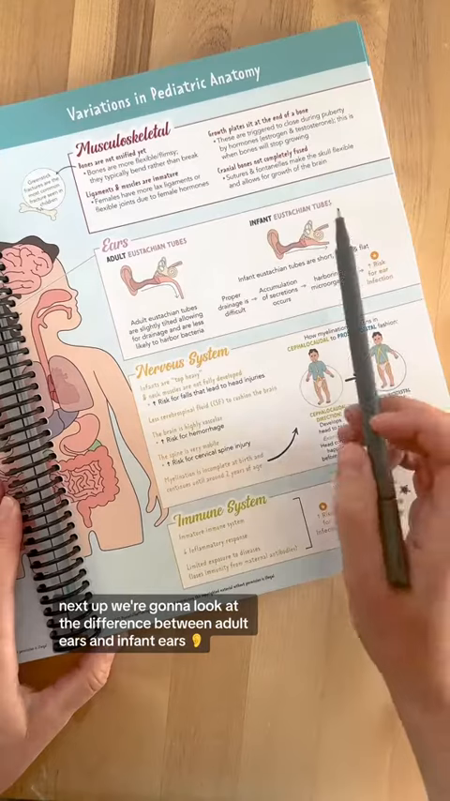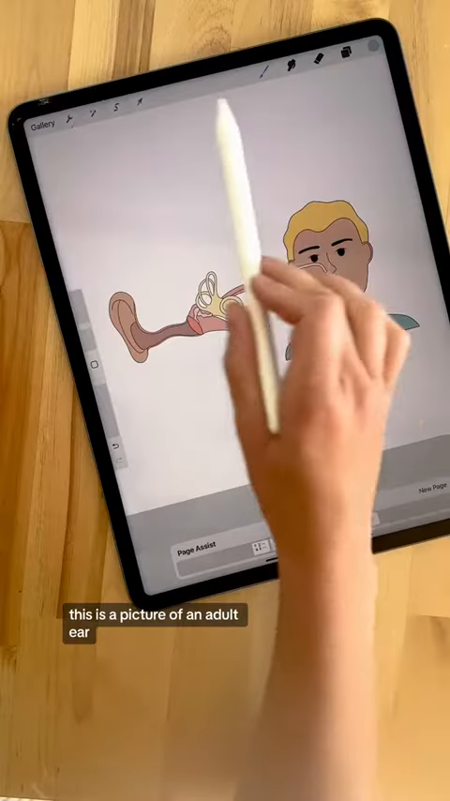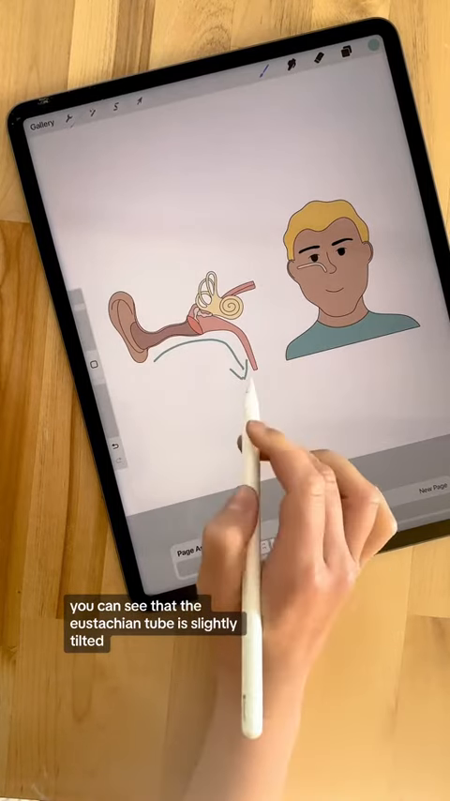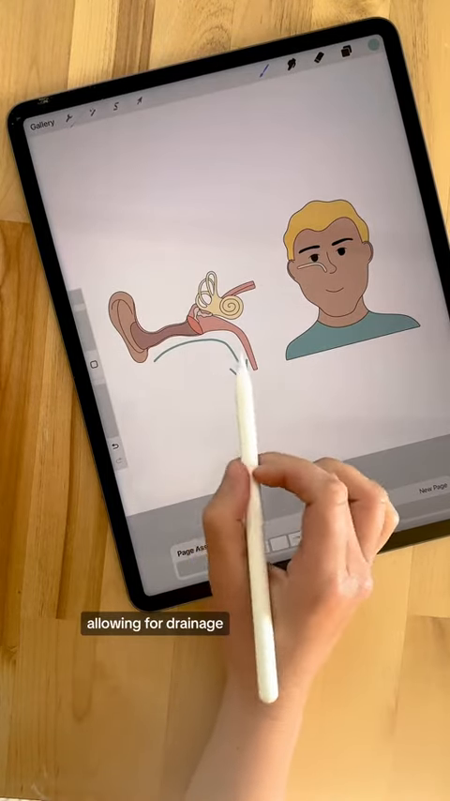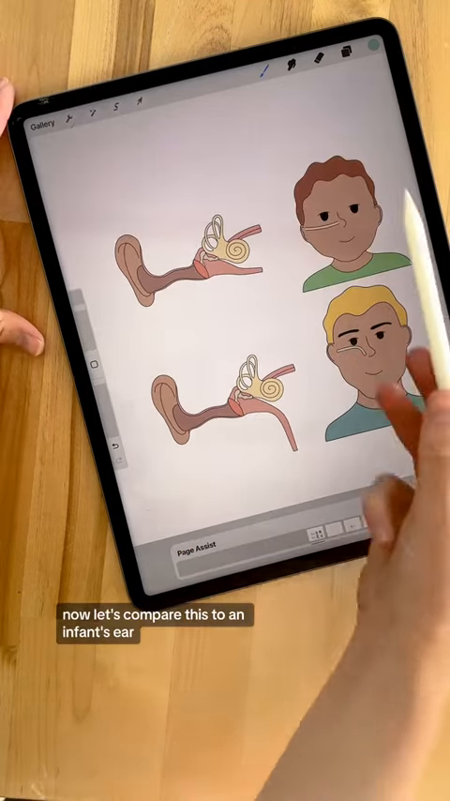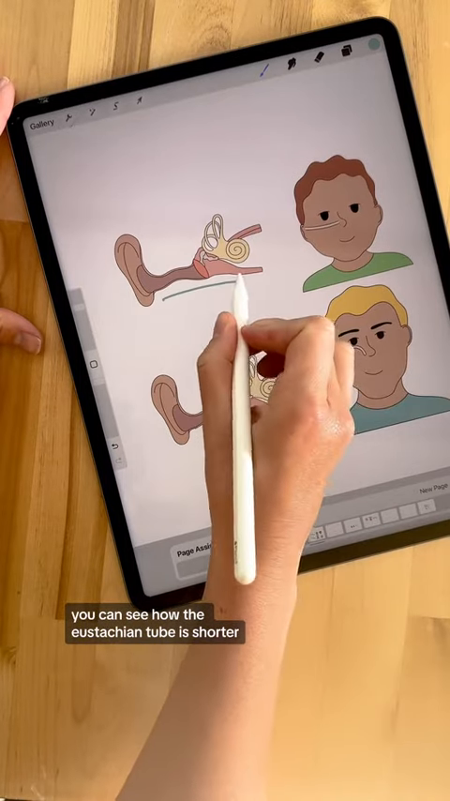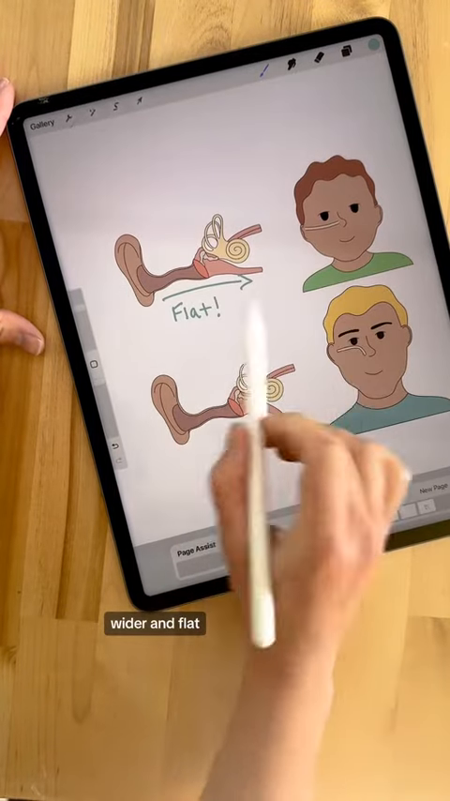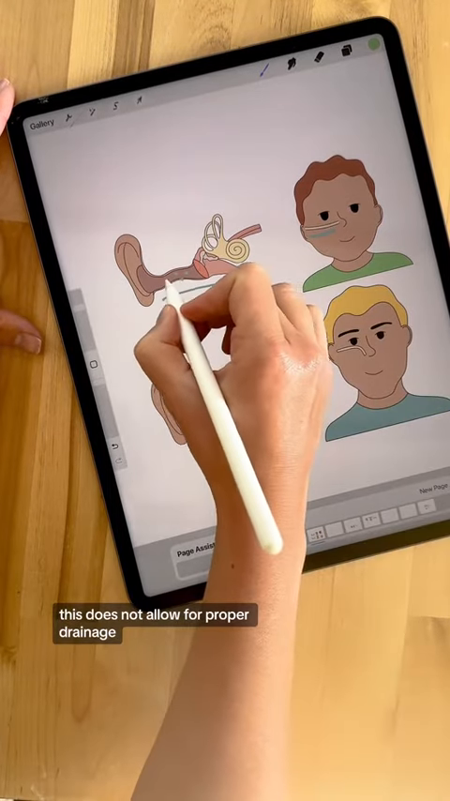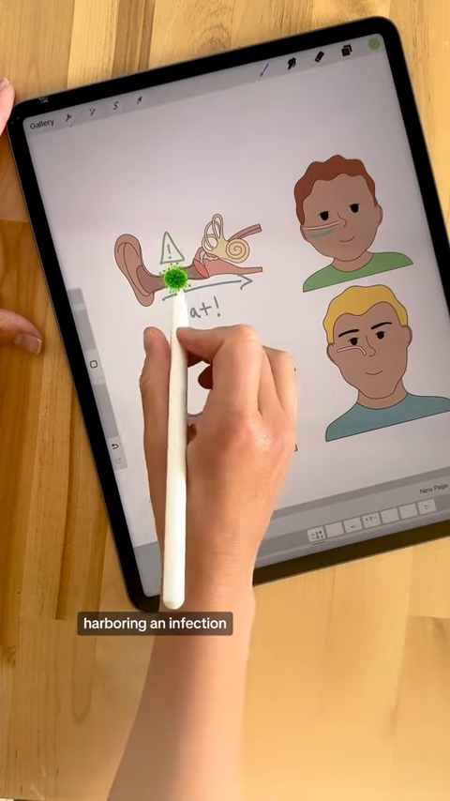Next up, we're going to look at the difference between adult ears and infant ears. This is a picture of an adult ear. You can see that the eustachian tube is slightly tilted, allowing for drainage and is less likely to harbor bacteria. Now let's compare this to an infant's ear. You can see how the eustachian tube is shorter, wider, and flat. Since it's flat, this does not allow for proper drainage, which can cause secretions to sit there, harboring an infection.